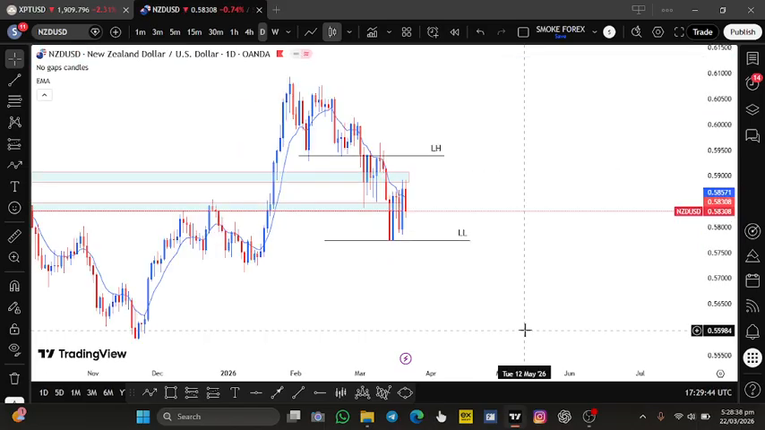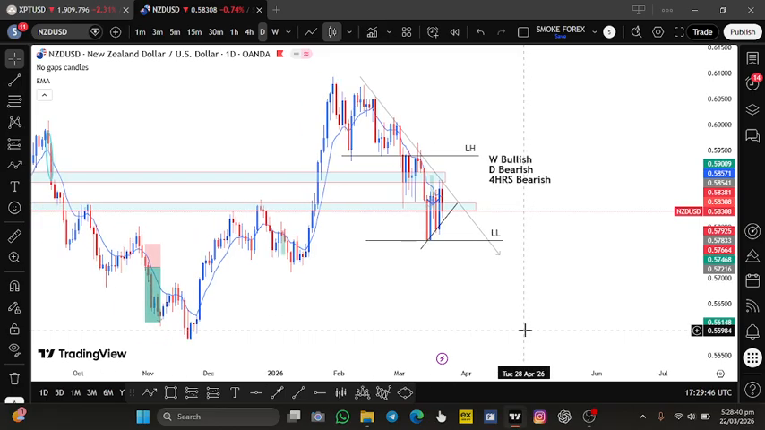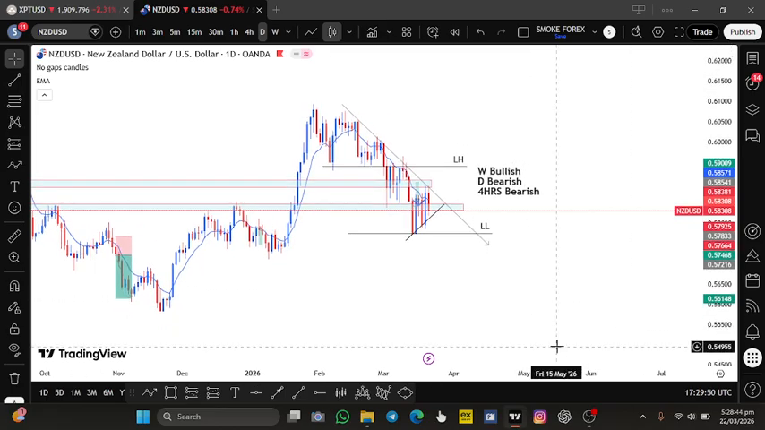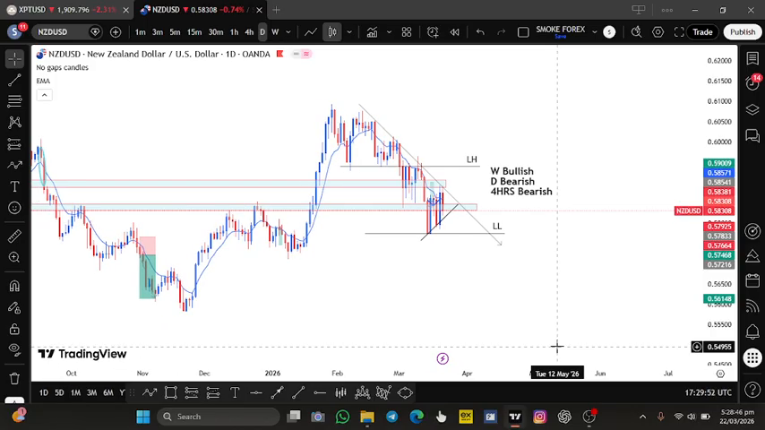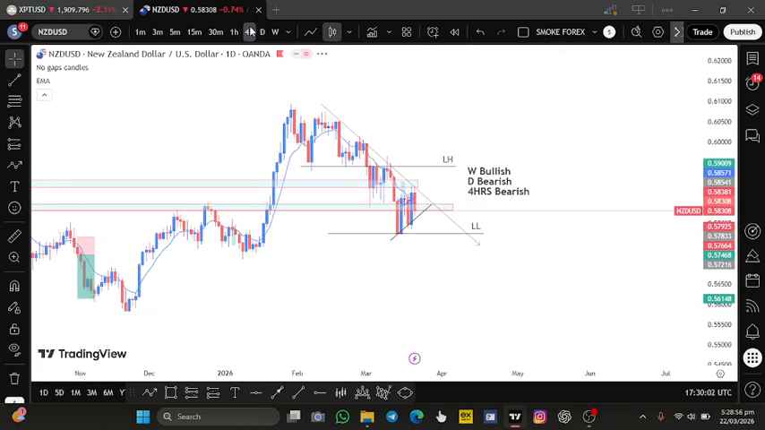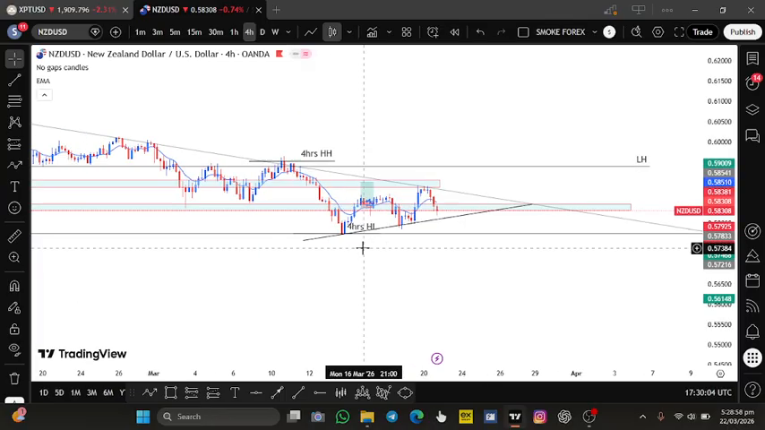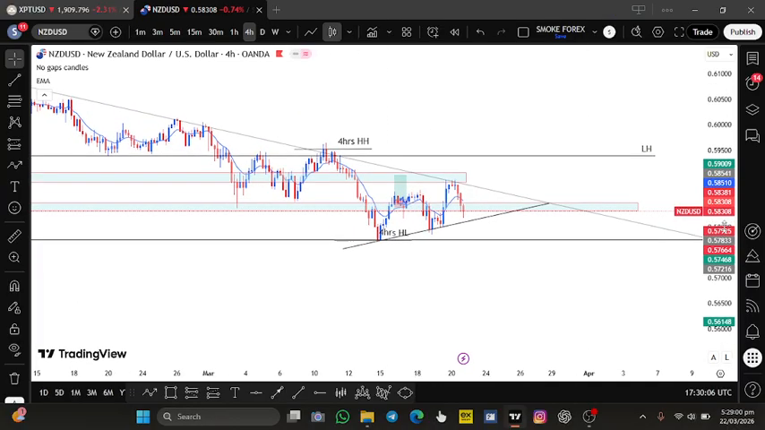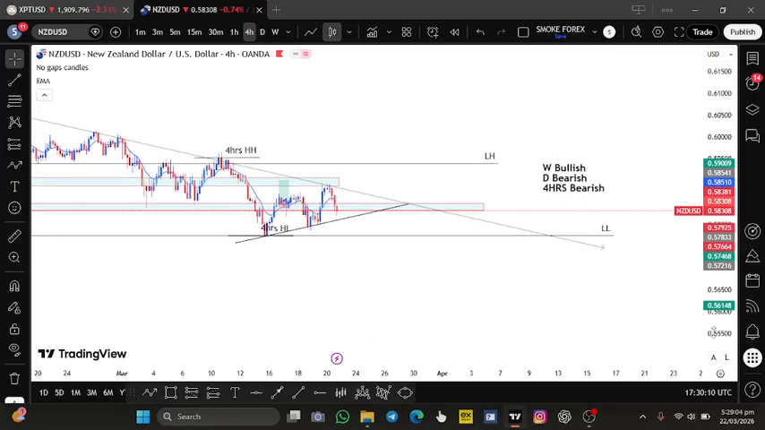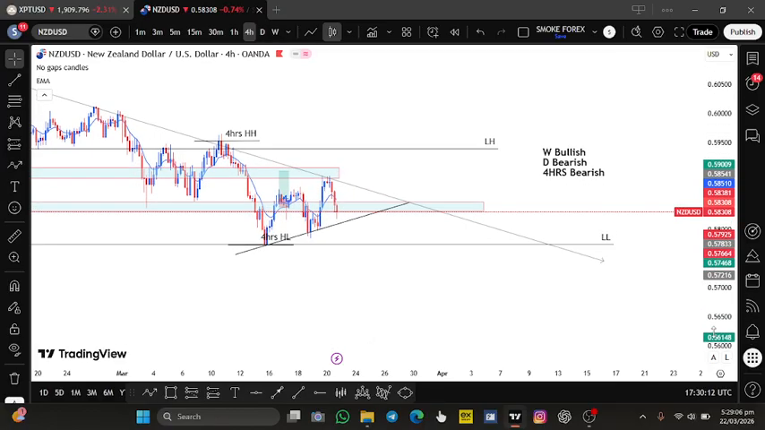My next pair is NZD USD. So with NZD USD, I have the daily to be bearish and the 4 hour to be bearish. That's all that I need. So what is price doing? Going down to the 4 hour time frame, I can clearly see that price is doing a continuation pattern.